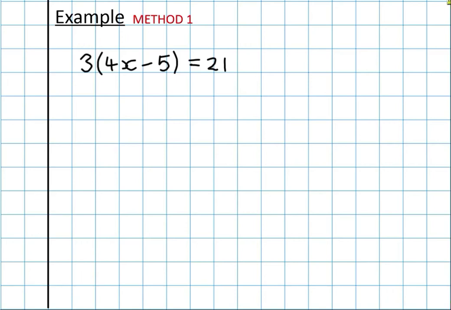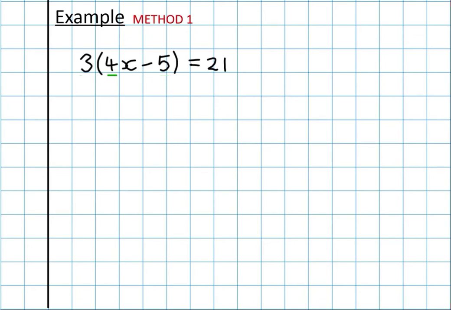To solve this equation, we need to get x by itself as usual. And we find that there are three elements stopping the x being by itself. There's this 4, this take away 5, and this 3. And the simplest way to solve this equation is to begin by removing the 3.